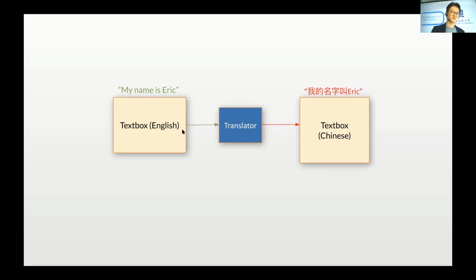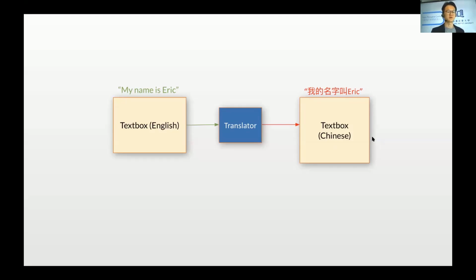And then the English text would have to go into the translator. And then the translator would do the translation. And then it will output the translated text, which is Chinese, back into the Chinese text box, right? So let's say I'm typing my name's Eric. The translator would translate it into this, 我的名字叫 Eric, okay? And then put it back in the Chinese box. So this is kind of like the flow of information that's going to happen in our translator app.